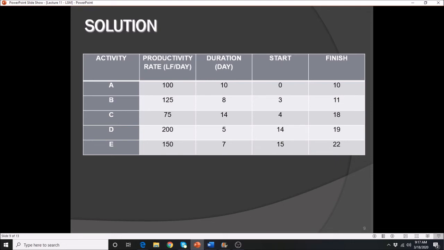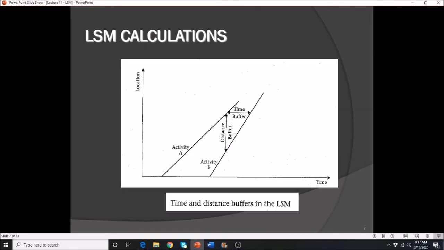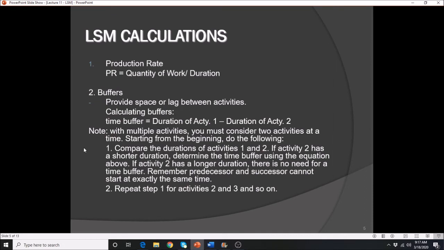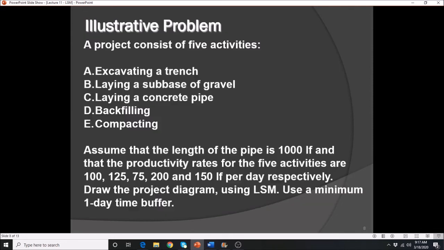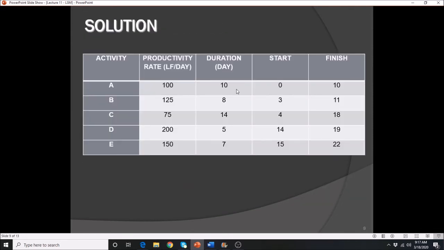So how do we calculate the buffer time? It gives you the formula on this particular slide. Time buffer is the duration of the previous activity minus the duration of the activity in question. So going back to the table, it is 10 minus 8, that is equal to 2. Which means that we should begin on 0 plus 2, which is the 2nd day.